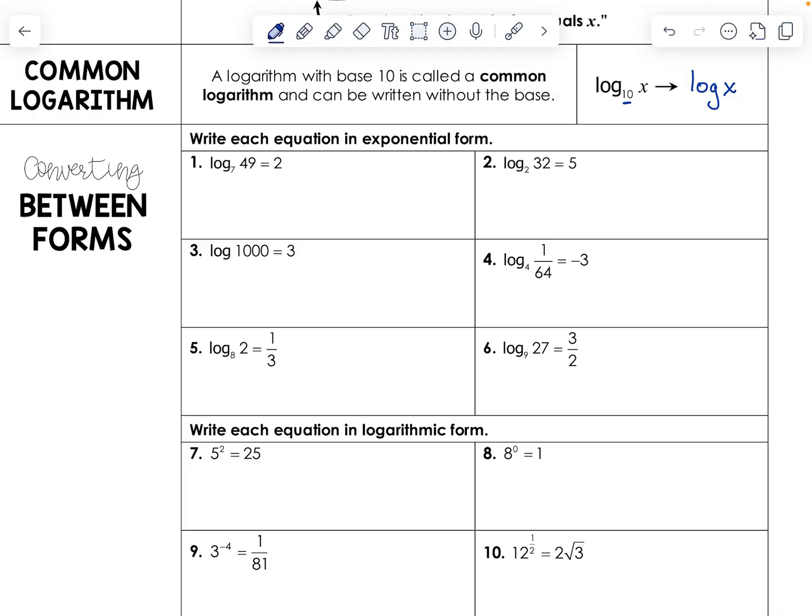On 1 through 6, they're wanting me to write these in exponential form. So I do what I call the swirl method. Some people call it the E. It doesn't matter. So 7 to the second power equals 49, and 7 squared, indeed, equals 49. We do this same process every time. So 2 to the 5th power equals 32.